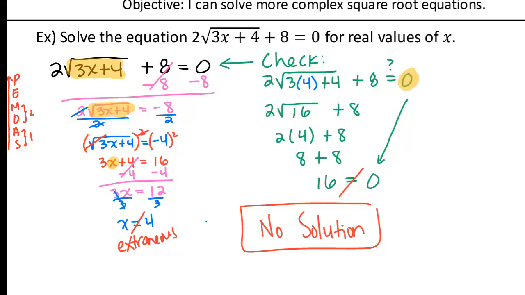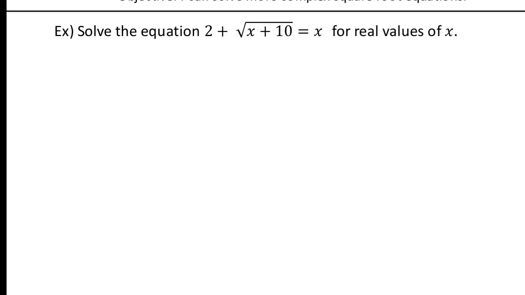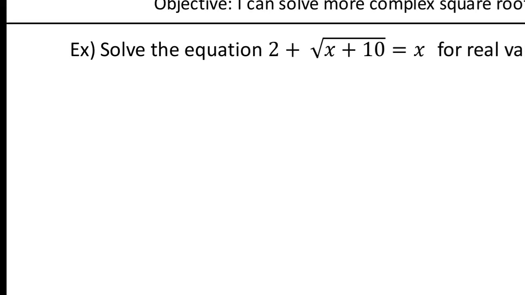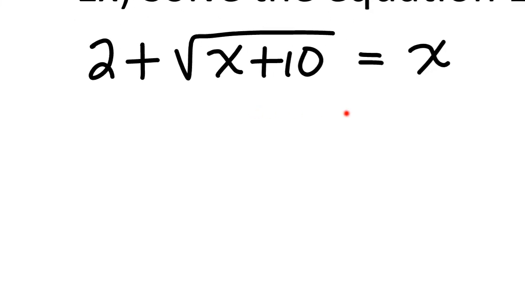All right, we're going to have you guys practice the next example. You're going to do it by yourself this time and see if you guys can do it. Okay, so moving on, we're going to now do something with this one. So let's copy it on your paper. We have 2 plus the square root of x plus 10 equals x on the other side.